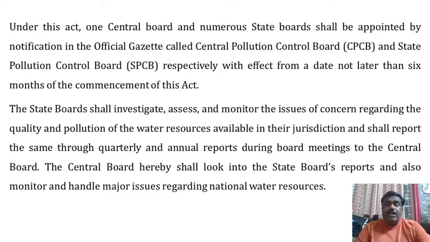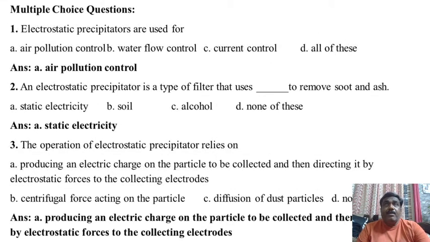The state boards shall investigate, assess, and monitor the issues of concern regarding the quality and pollution of the water resources available in their jurisdiction and shall report the same through quarterly and annual reports during the board meetings to the central board. The central board hereby shall look into the state boards' reports and also monitor and handle major issues regarding national water resources.